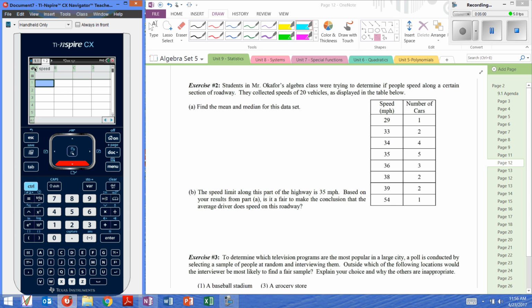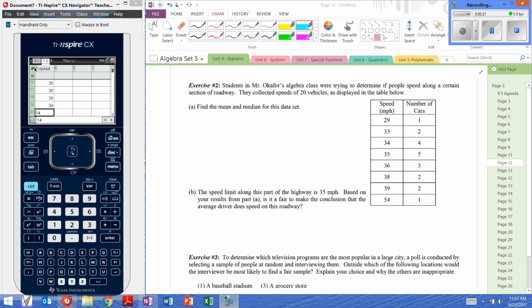And we'll skip the equals line, and I am going to type in all of my numbers. So 29, 33, there's two 33s, and then there's four 34s. And I'm going to do this until I get to the very end of my table. So you can pause the video and do the same yourself.